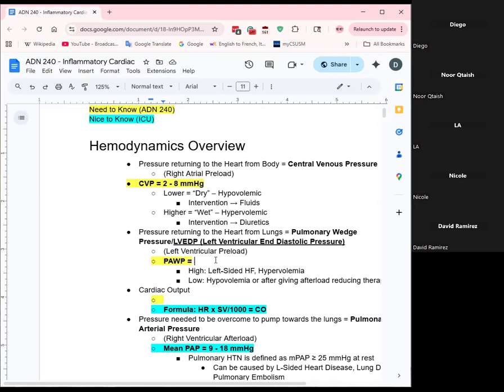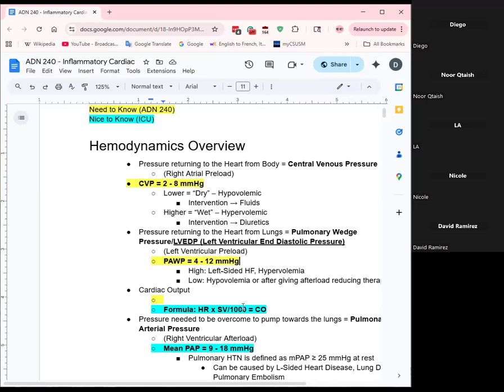Four to 12. Yeah, so this is 4 to 12. So kind of like what's written here. If this value is high, that means there's a big pressure buildup in your left ventricle. So why might that be the case?